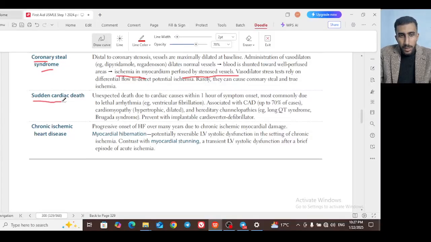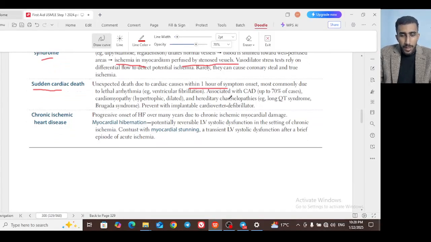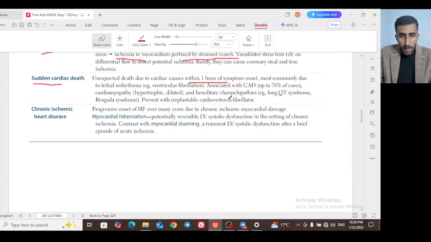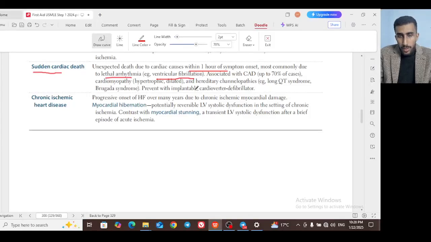Another thing is sudden cardiac death. A patient who has ischemia may go directly into sudden cardiac death, which means an unexpected death within 1 hour. I've seen a lot of patients who come and are arrested within 1 hour of their complaint. And the most common cause, a very high yield point, is lethal arrhythmia. For example, ventricular fibrillation is a very lethal arrhythmia that may not improve with DC shock or CPR. So this is the most common cause of sudden cardiac death.